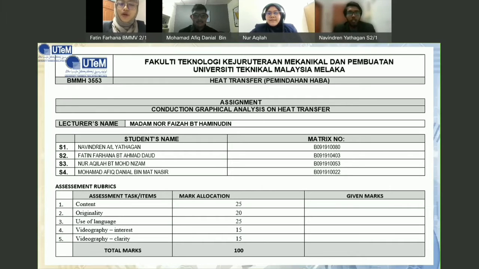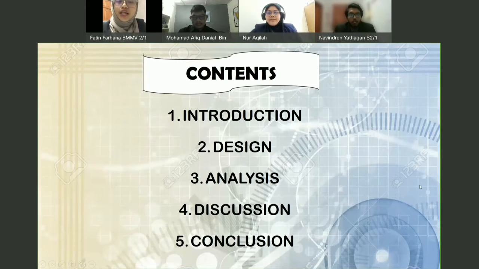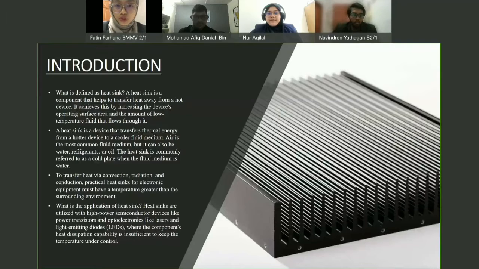Today we would like to present our assignment, Conduction Graphical Analysis on Heat Transfer. In our slide, there are 5 contents: introduction, which will be presented by Navin. Meanwhile, I will brief about design and analysis, and for discussion, AQILAH will explain it further, and the conclusion will be conducted by Daniel. So we will go to the introduction.